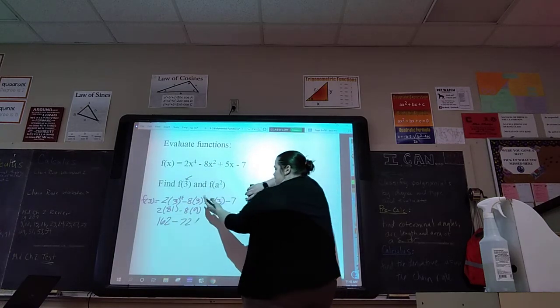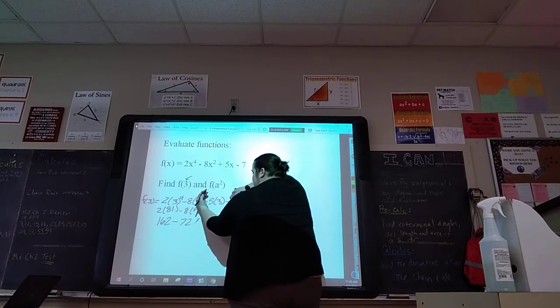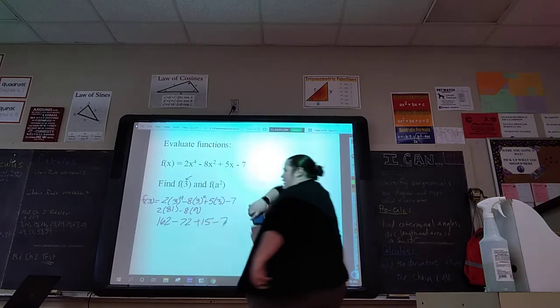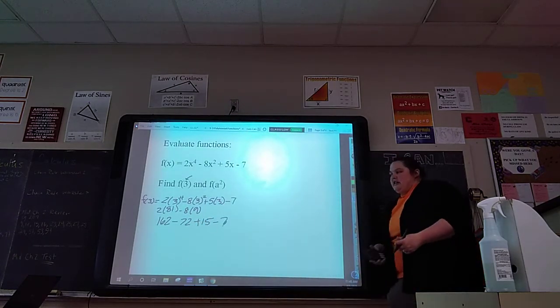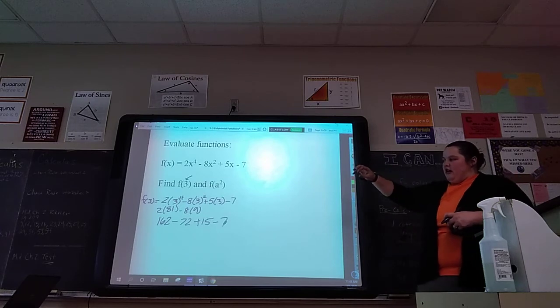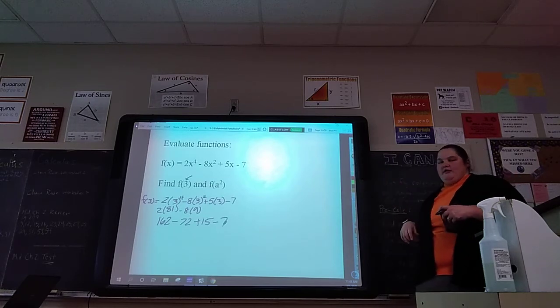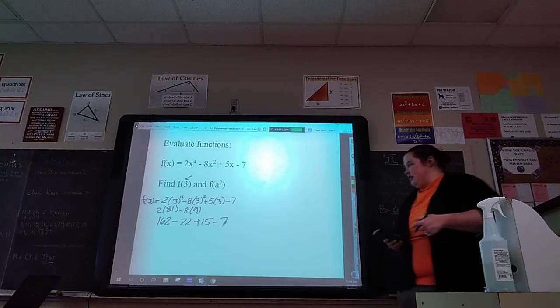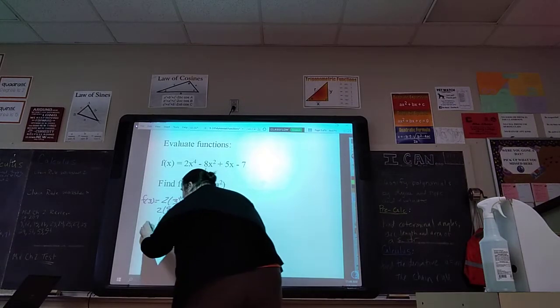Then I move on to the next term. This one, do I have to worry about an exponent? Nope, so I just take 5 times 3, which is 15. And then minus 7. This is how I like to do it, because if you go term by term, then the very last thing, all you have to do is add and subtract from left to right. So I'm just going to do 162 minus 72 plus 15 minus 7. Do that all at once, so we get 98.